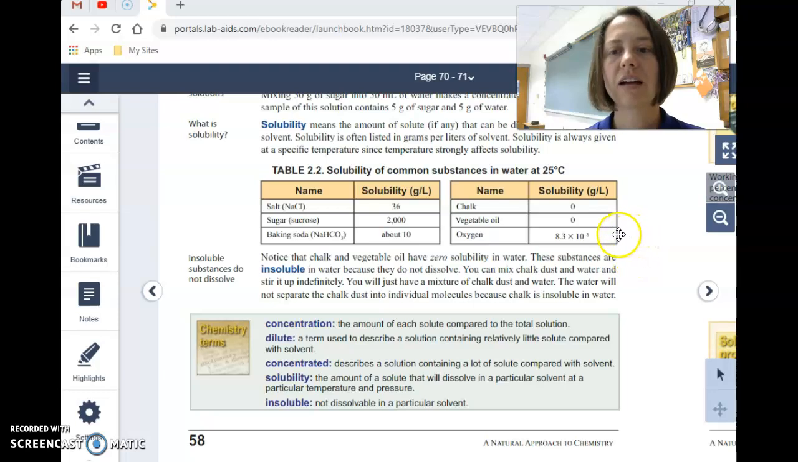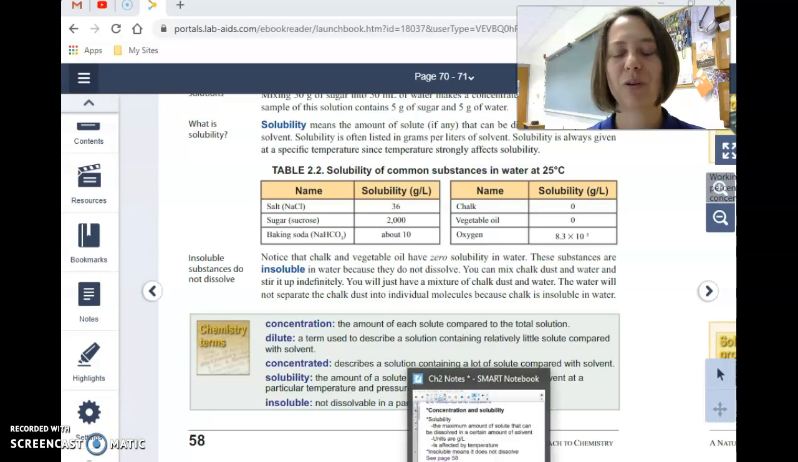You can see that oxygen has a very low solubility. It is 8.3 times 10 to the negative third grams per liter. So that would be 0.0083 grams per liter. So not very much, but that little bit is very important because that allows any aquatic animal to live. So we are glad that it is slightly soluble.